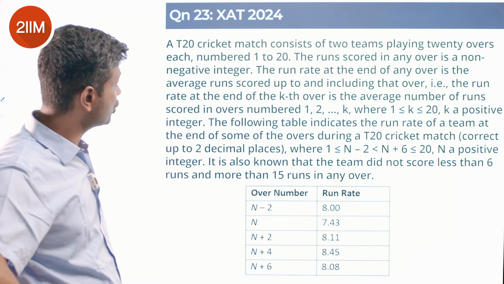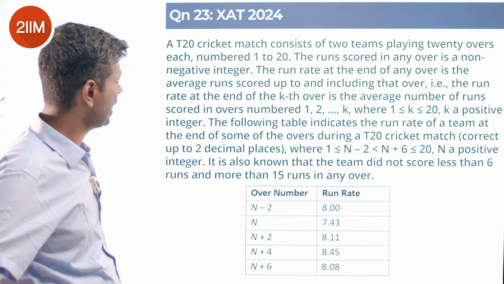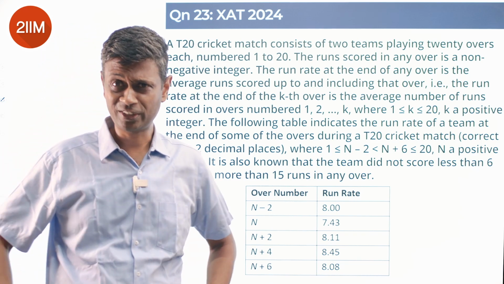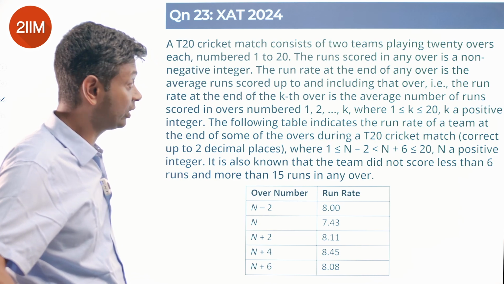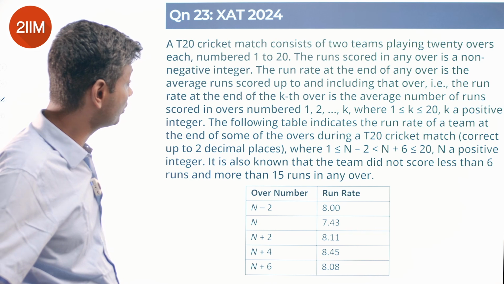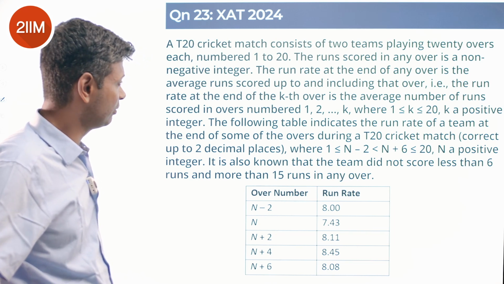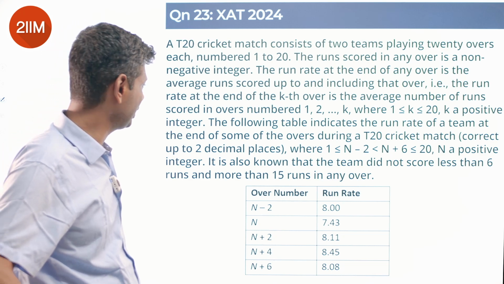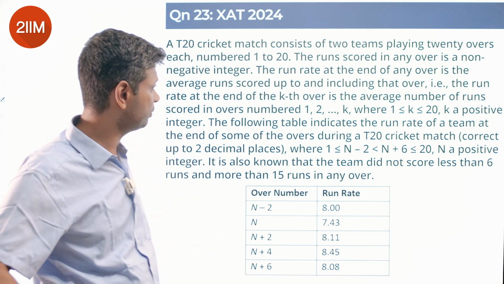A T20 cricket match consists of two teams playing 20 overs each, numbered from 1 to 20. The runs scored in any over is a non-negative integer. I can understand that. The run rate at the end of any over is the average runs scored up to and including that over. Again, understandable. The run rate at the end of the kth over is the average number of runs scored in overs numbered 1, 2, 3 till k, where 1 less than or equal to k less than or equal to 20, k a positive integer. We know this stuff. People who follow cricket just know this stuff intuitively.